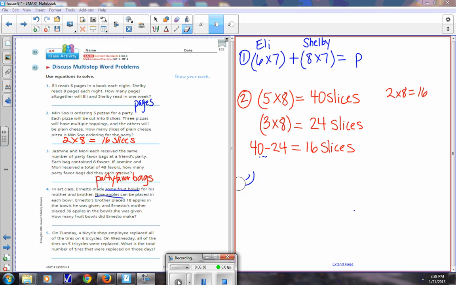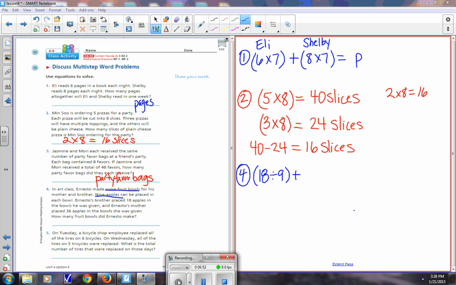My apologies. Number 4, Ernesto made some fruit bowls for his mother and his brother. 9 apples can be placed in each bowl. So what Ernesto ended up with was 18 apples. So we need to divide that by 9 to find out how many bowls Ernesto had.